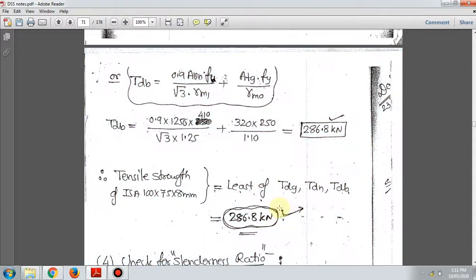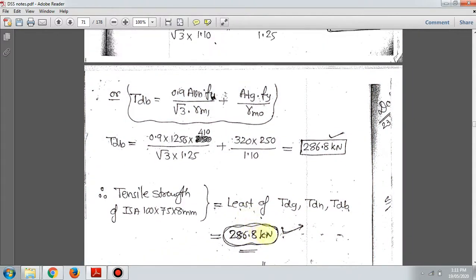If I want the net area, from 320 you have to deduct. Here half a bolt gets cut. In tension, you have to see at the edge, so half a bolt gets cut. So you will get 248 mm square. So Avg and Avn are the gross and net area across shear, and Atg and Atn are the gross and net area across tension. For shear you take Lv, and for tension you take Lt.